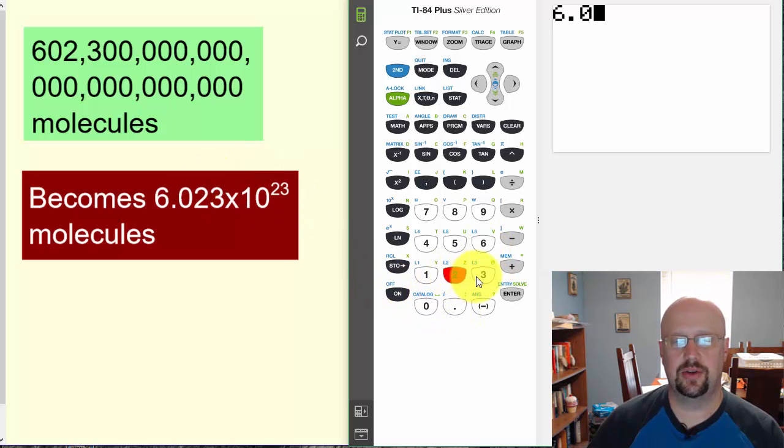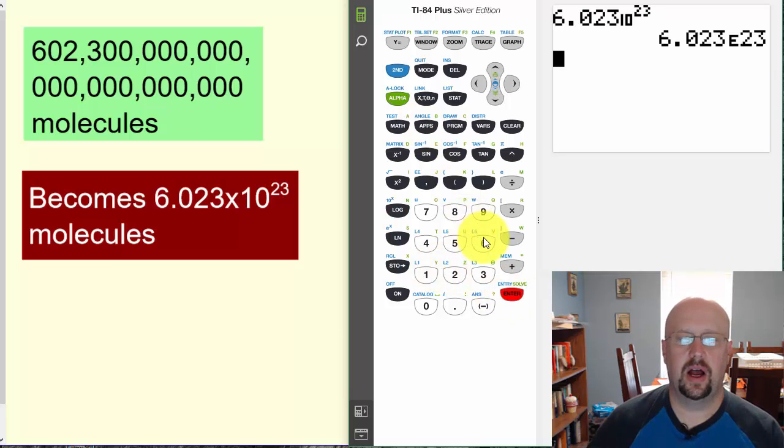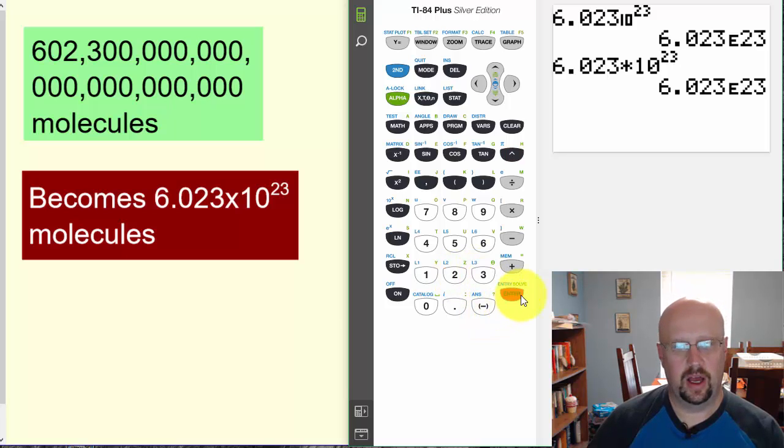A lot of times I've seen students do some variation. They might try this where they hit the 10x key. That's all right, but not really the best way. I've seen students do this, which is where they do times, and then they'll do 10 to the 23rd. Again, not the best way. You'll notice that we're getting the same number both times, and this is the correct number. The E here means times 10 to the 23rd.